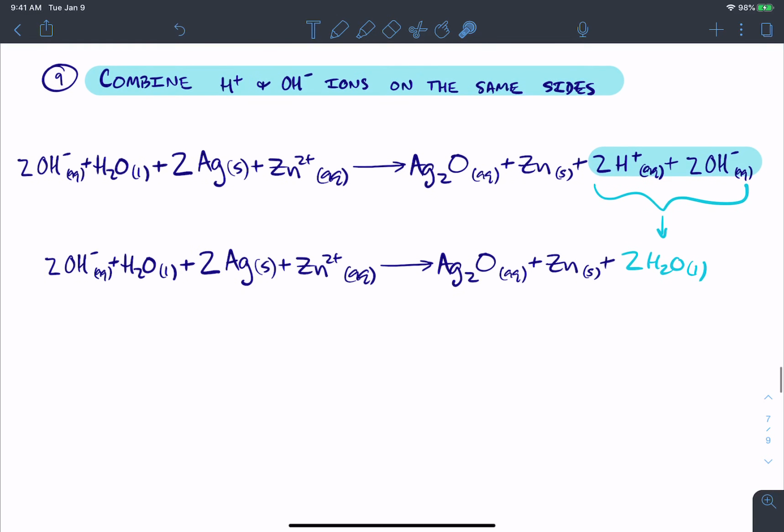The next step is going to be to essentially allow that H plus and OH minus to react to form water. In this case, if I have 2 hydrogen ions and 2 hydroxide ions, those will react to form 2 water molecules. So I've gone from having 2 H plus and 2 OH minus to just 2 H2O on the product side. And then everything else we're just going to bring down. So everything on the reactant side we bring down, and then everything that didn't react there we're going to bring down on the product side.